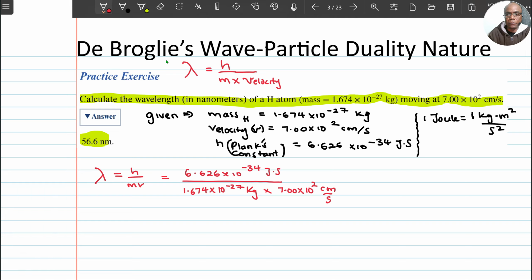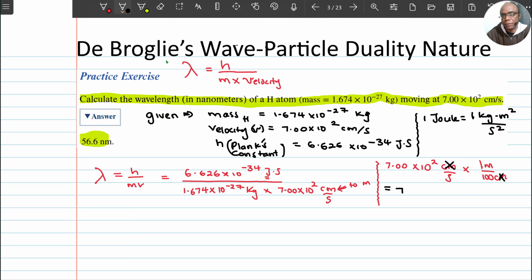Now, two things I need to do. I need to convert this joule to kilogram meter squared per second squared, so that there will be cancellation of units. Also, I want my centimeters to read meters. So I'm going to do a side conversion of this centimeter per second to meters per second, which will be 7.00 times 10 to the power 2 centimeters per second. I know that 1 meter is equivalent to 100 centimeters. You need to know your conversion factors. Centimeter and centimeter will go.